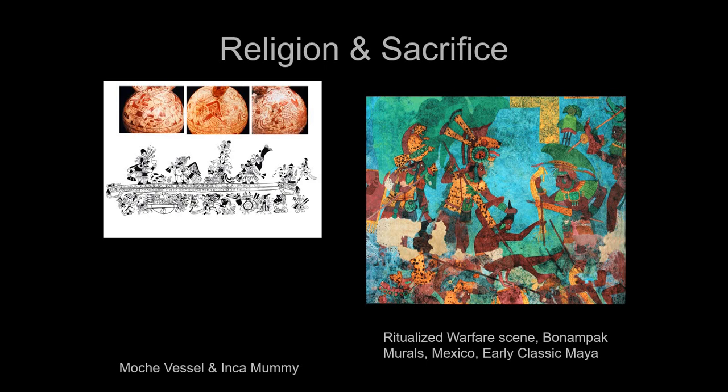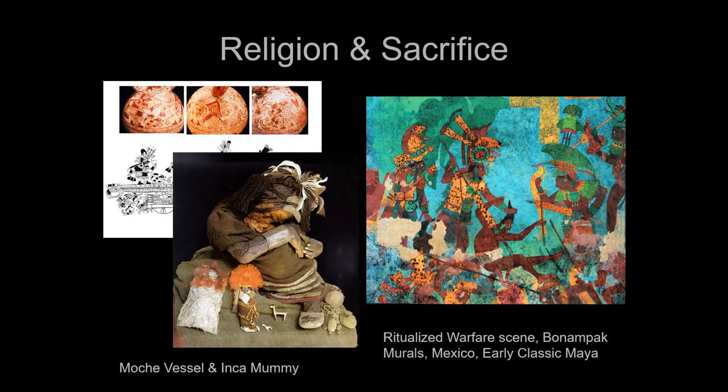We used to think that they would only commit sacrifice in a few instances, but we're now changing that. If you look at this vase, it comes from the Moche culture. The vessel shows a sacrifice scene, which seems to be pretty bloody. The Inca would sacrifice nobles, probably princesses in times of need.